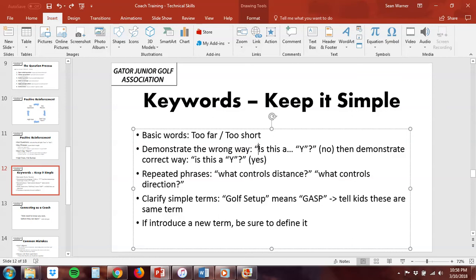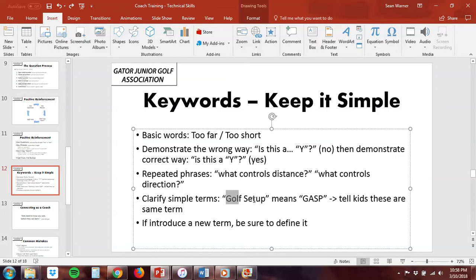Demonstrate the wrong way. Sometimes it's good to, like I said, contrast what's a good swing and what's a bad one. Sometimes that's helpful. That's just one tool you can use in your coaching toolkit. And repeated phrases, we talked about that.